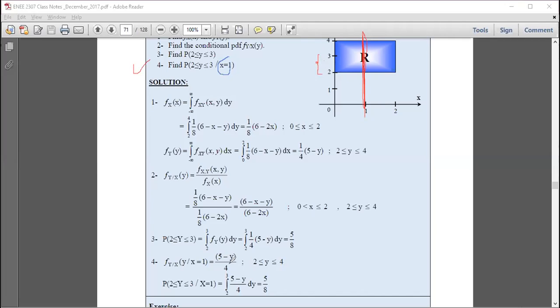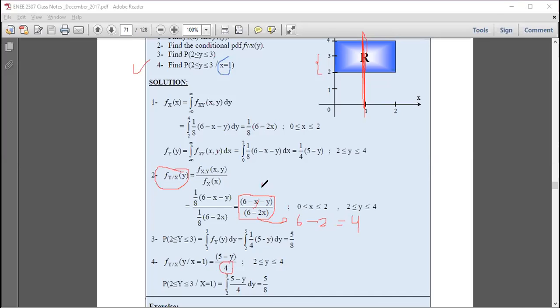Then what do we do? Already we have the probability of y given that x, we found it. This is the probability of y given that x. You evaluate the value at x equal 1. So this will be 6 minus 2 times 1, which equals 4.